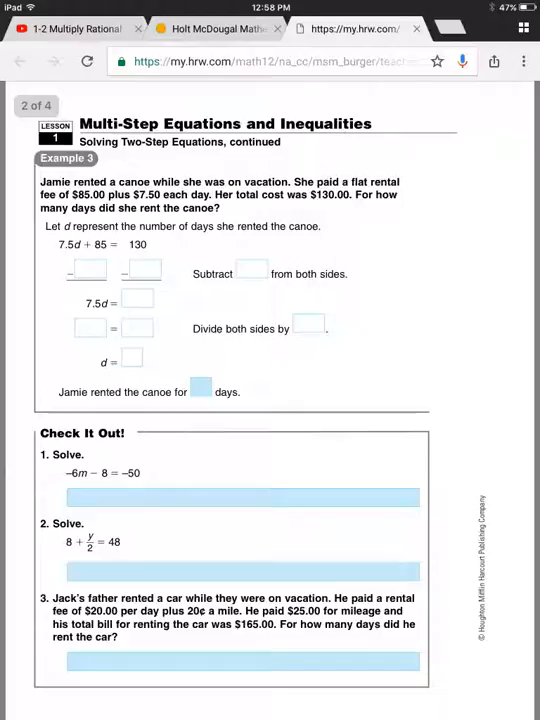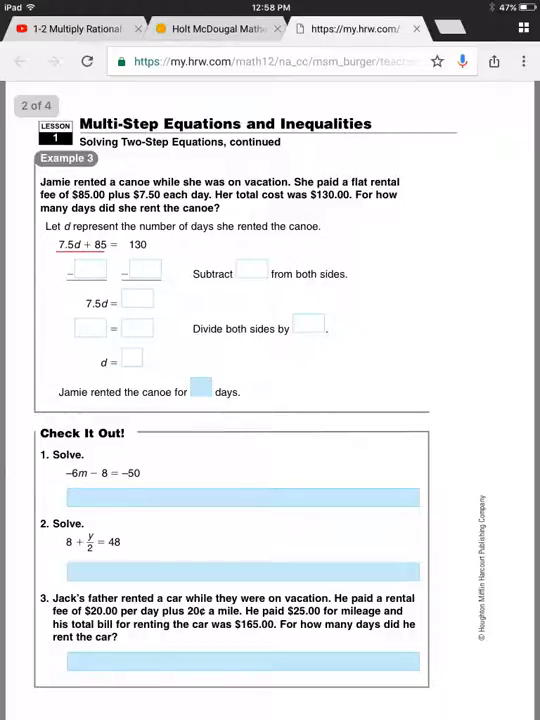Jamie rented a canoe while she was on vacation. She paid a flat rental fee of $85 plus $7.50 each day. Her total cost was $130. For how many days did she rent the canoe? So it was $7.50 per day. That's where they get the 7.5d plus an $85 flat fee, and it all equaled $130 at the end.